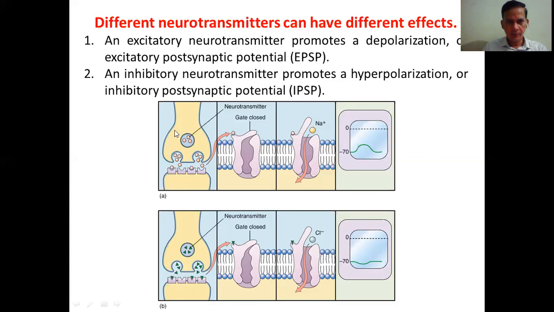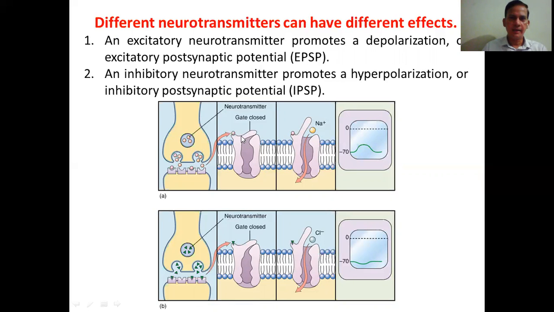So let's have a look at this particular diagram here. This is the axon terminal, and this is the muscle or the other axon terminal. Here we may have the neurotransmitter which is responsible for generating an excitatory post-synaptic potential. Now this vesicle fuses with the membrane of the axon terminal. They are released into the synaptic cleft and they bind to the specific receptors.